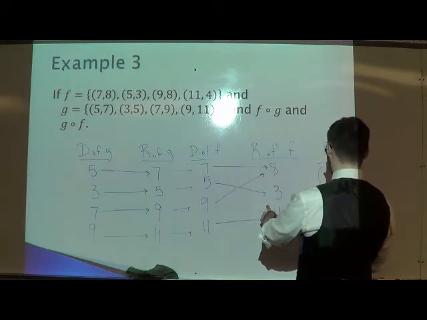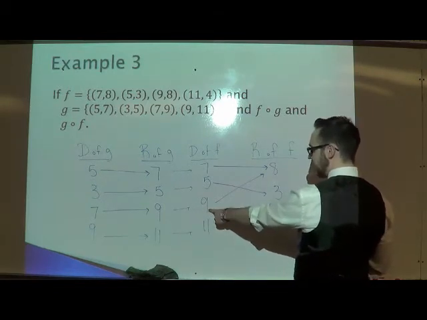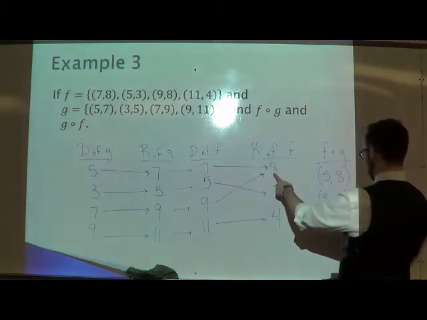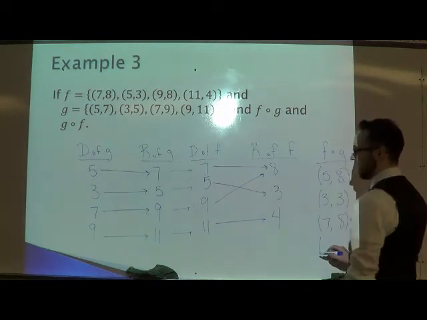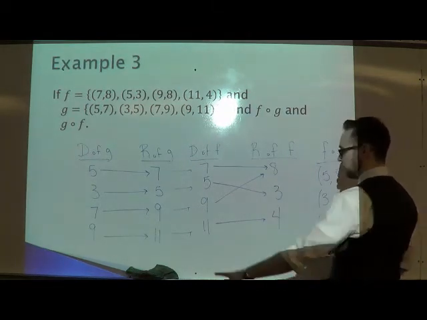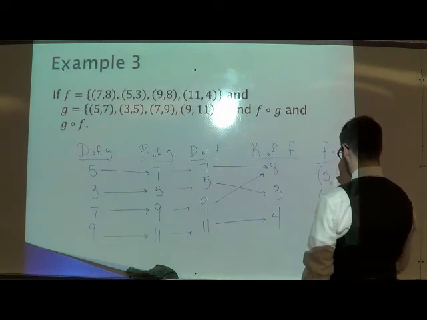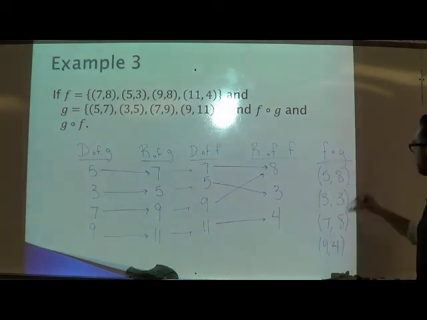The next one I start with a 7. It points me to the 9, which points me back up to the 8. And then we have a 9, which points me to 11, which points me to 4. So my new points, my f of g, is going to be 5, 8, 3, 3, 7, 8, and 9, 4.